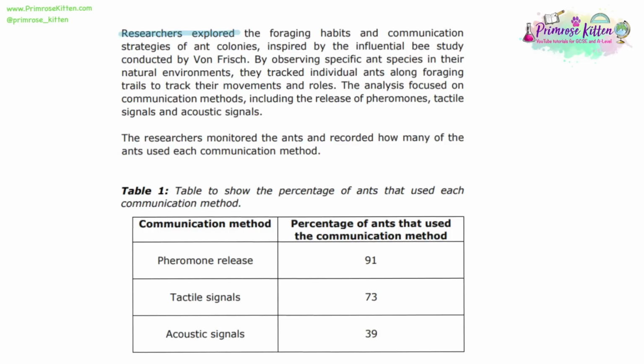Researchers explored the foraging habits and communication strategies of ant colonies, inspired by the influential bee study conducted by von Frisch. By observing specific ant species in their natural environments, they tracked individual ants along foraging trails to track their movements and roles. The analysis focused on communication methods, including the release of pheromones, tactile signals, and acoustic signals. The researchers monitored the ants and recorded how many of the ants used each communication method. Table 1 shows the percentage of ants that used each communication method.